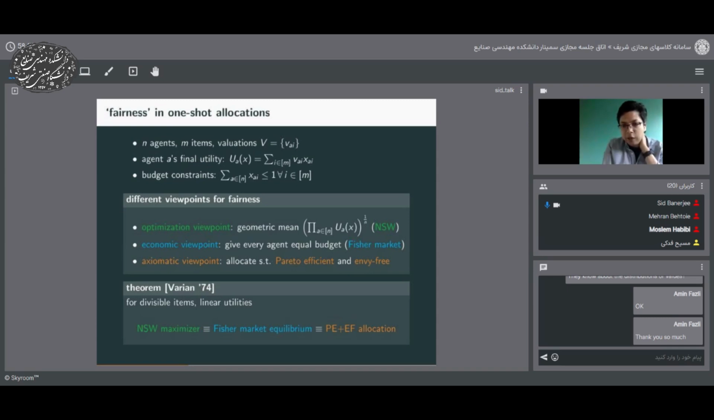So clearly these don't have the same, say, objective value. They don't even have an objective in many cases. But in each of these cases, there's a unique allocation which maximizes the geometric mean, which is Pareto efficient and envy-free, and which is the solution to the Fisher market. And this allocation turns out to be exactly the same.